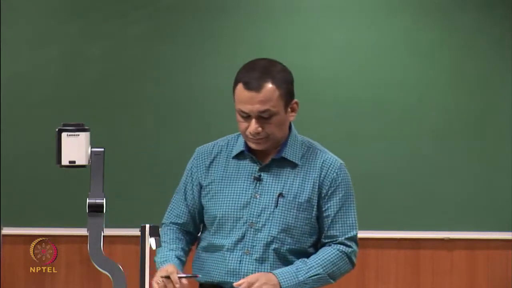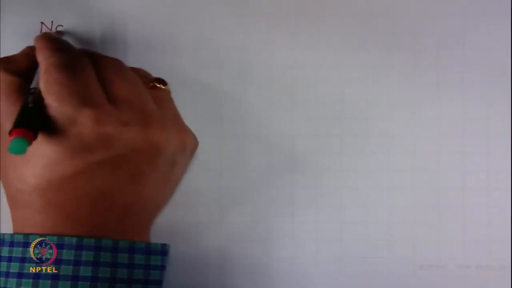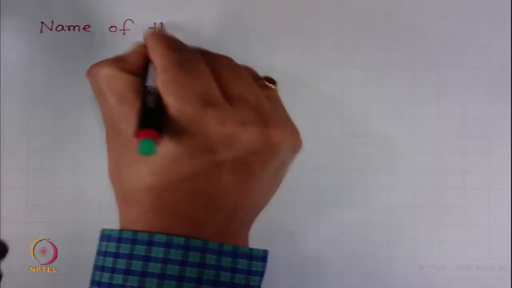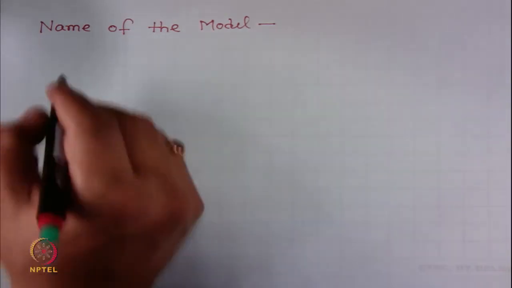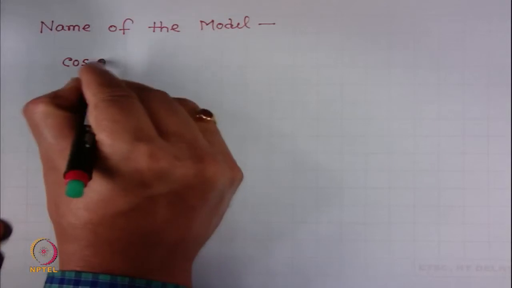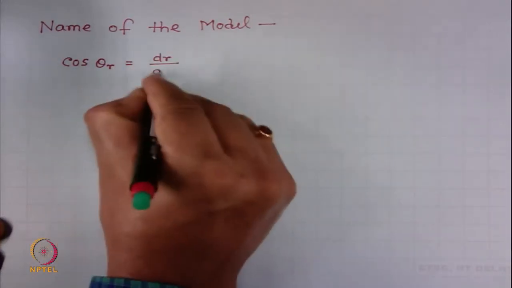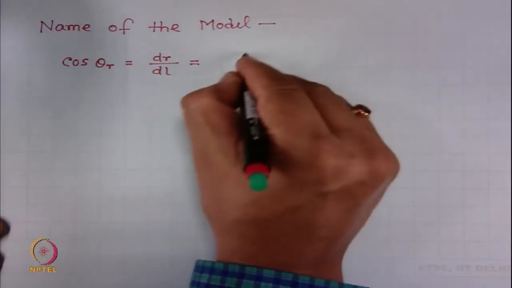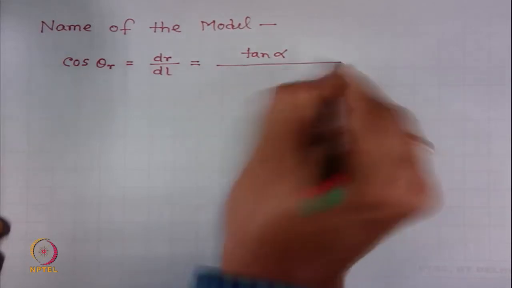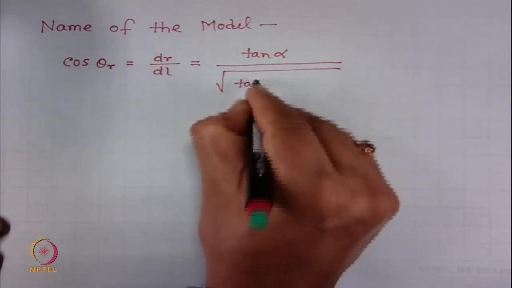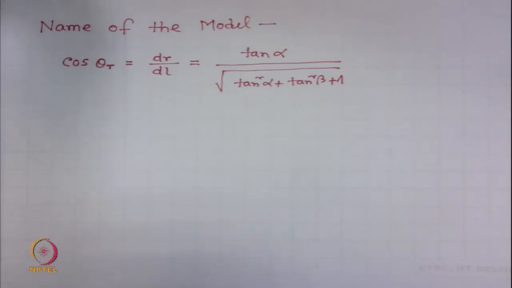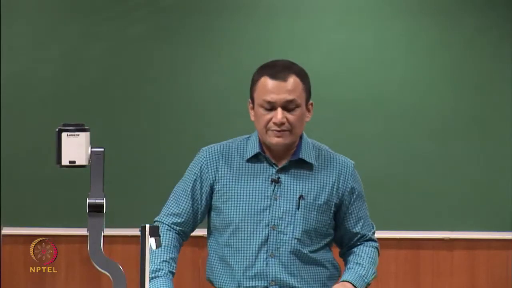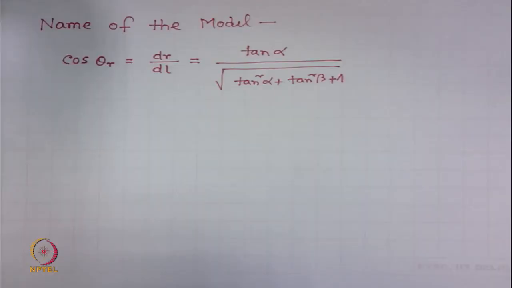So, the name of the model we will discuss now. If you remember, at one point of time we derived this expression. In fact, this expression we derived at the beginning of this module, dr by dl is equal to tan alpha divided by square root of tan square alpha plus tan square beta plus 1.